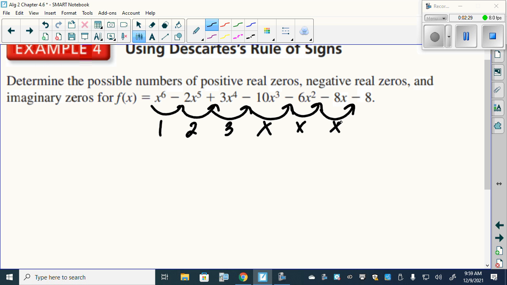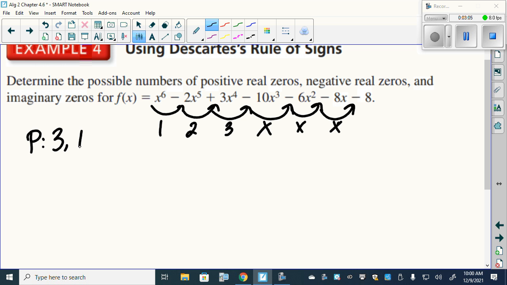3. So for our positive solutions, we could have 3 or any number less than that by an even amount. So we could subtract 2 from it. 3 minus 2 is 1. 1 minus 2 is negative 1. So we're done, because we can only have non-negative integers for the number of solutions; we can't have a negative amount. Okay, that's all we need to do for the positives.